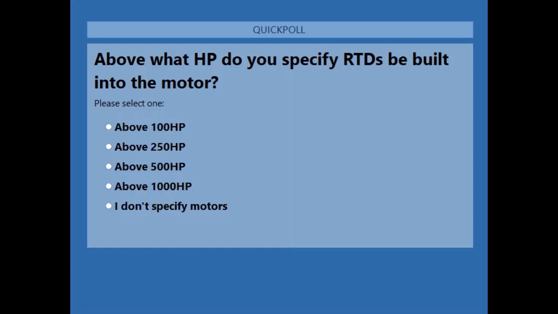Now, RTDs can be installed in a lot of different places in the motor. And obviously today we are focusing entirely on the RTDs in the stator. But there are many times RTDs are specified in the bearings, for instance.